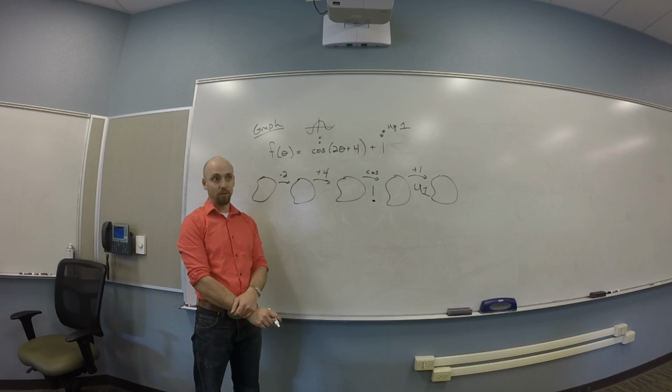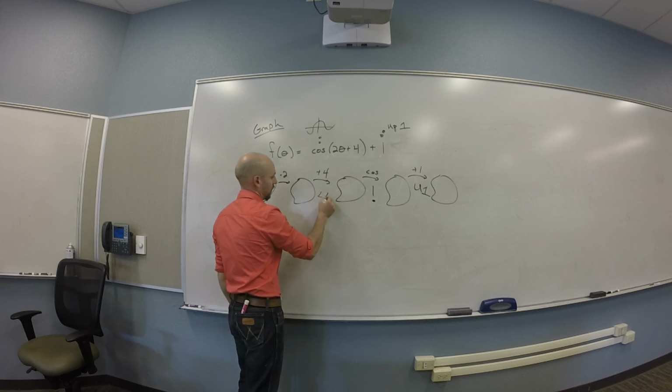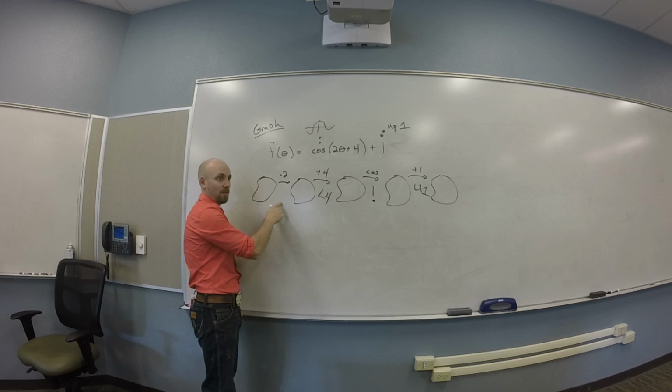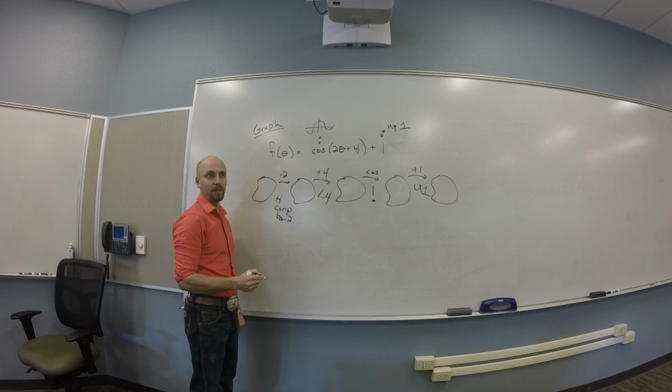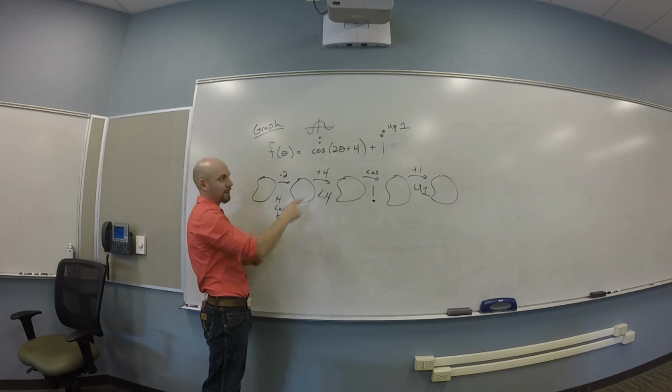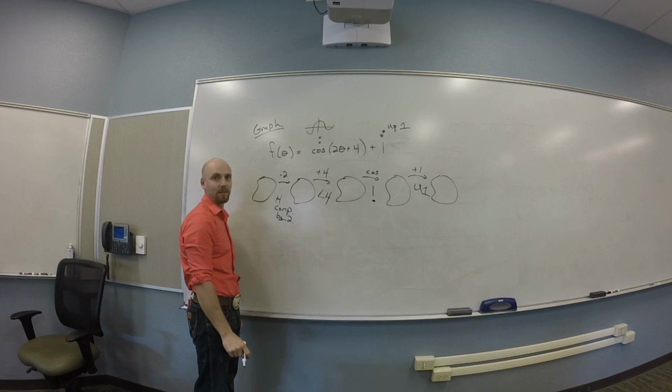The plus 4 is a left shift, so that's left by 4. And the multiply by 2 is a horizontal compression by 2. You guys all with me? And I have to remember that these happen in the opposite order, right? So I first have to do the left 4, then the compress, and then I can do my up 1 at the end. You guys cool with that?